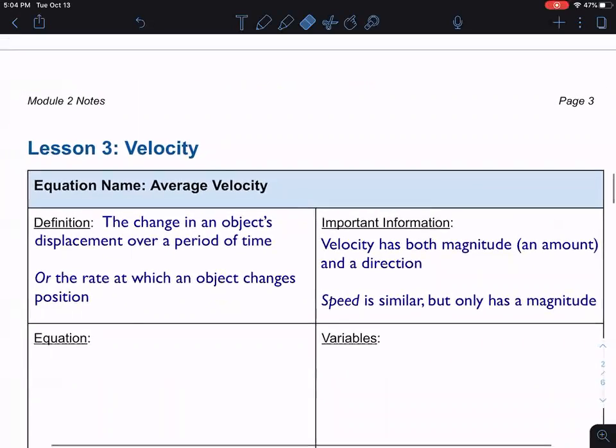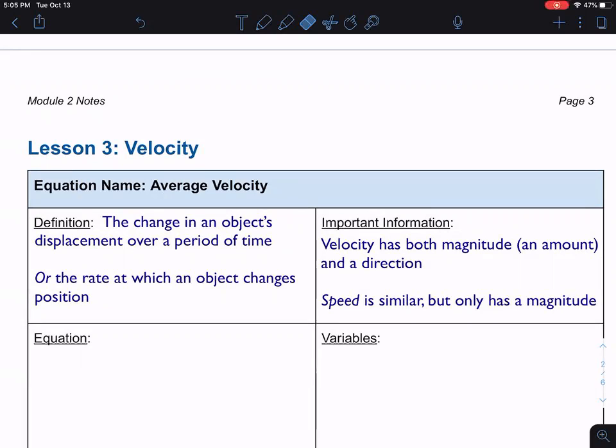Velocity is a little bit like speed, but speed only has a magnitude. It only answers the question, how fast? When we're talking about velocity, we are talking about a number that has both a magnitude, which is how fast, and a direction. This is similar to how distance has a magnitude, but displacement has a magnitude and also a direction. We might say it's north, south, up, down, east, west, etc.